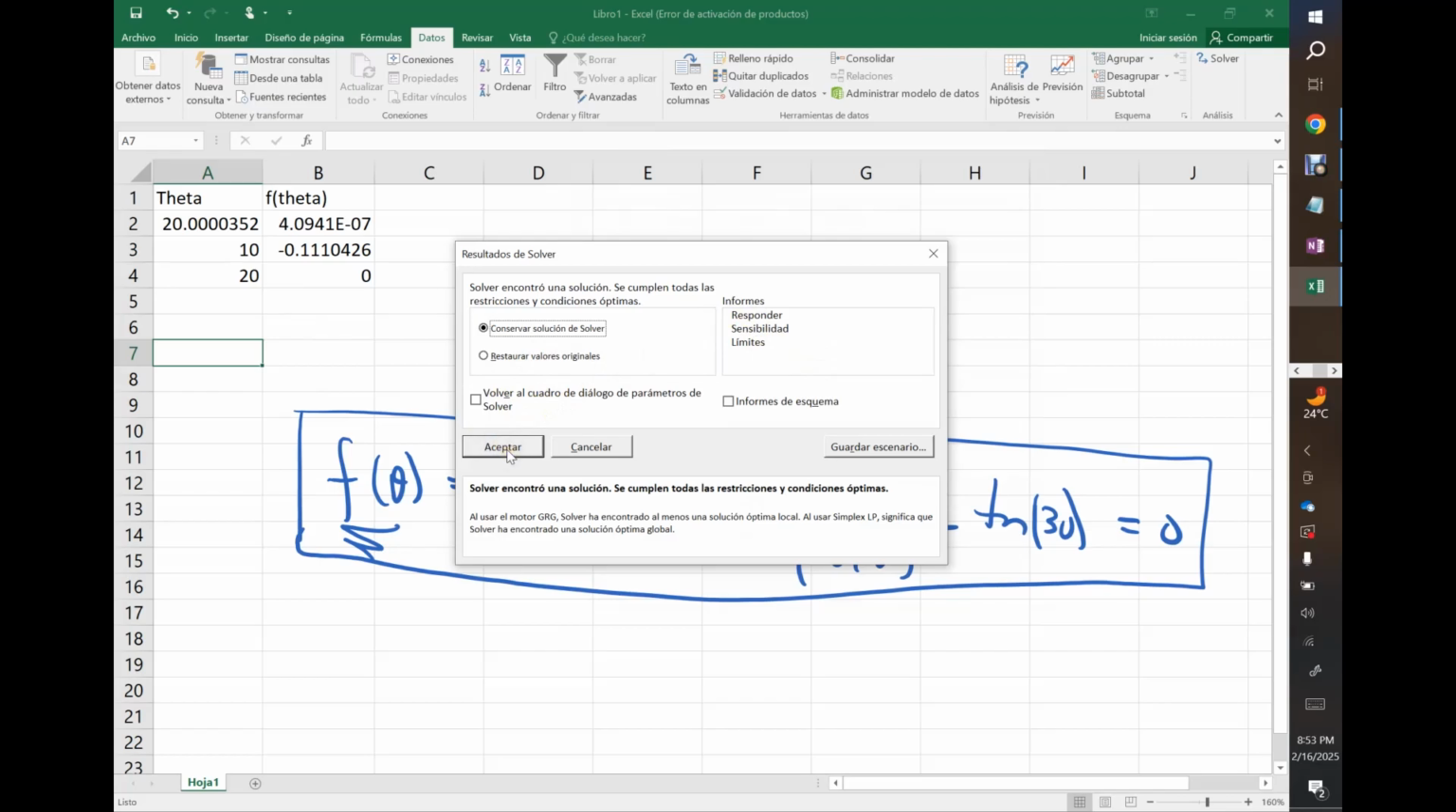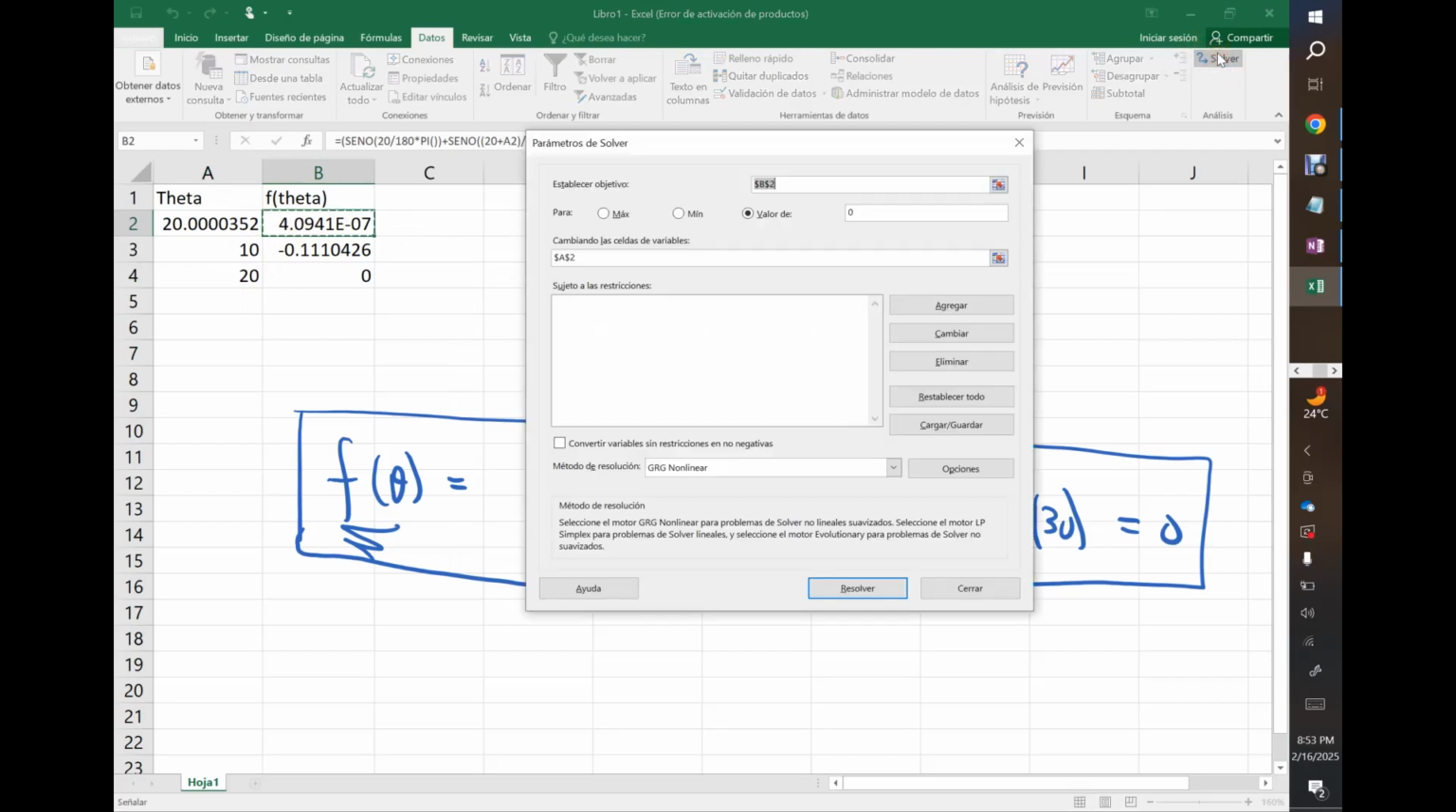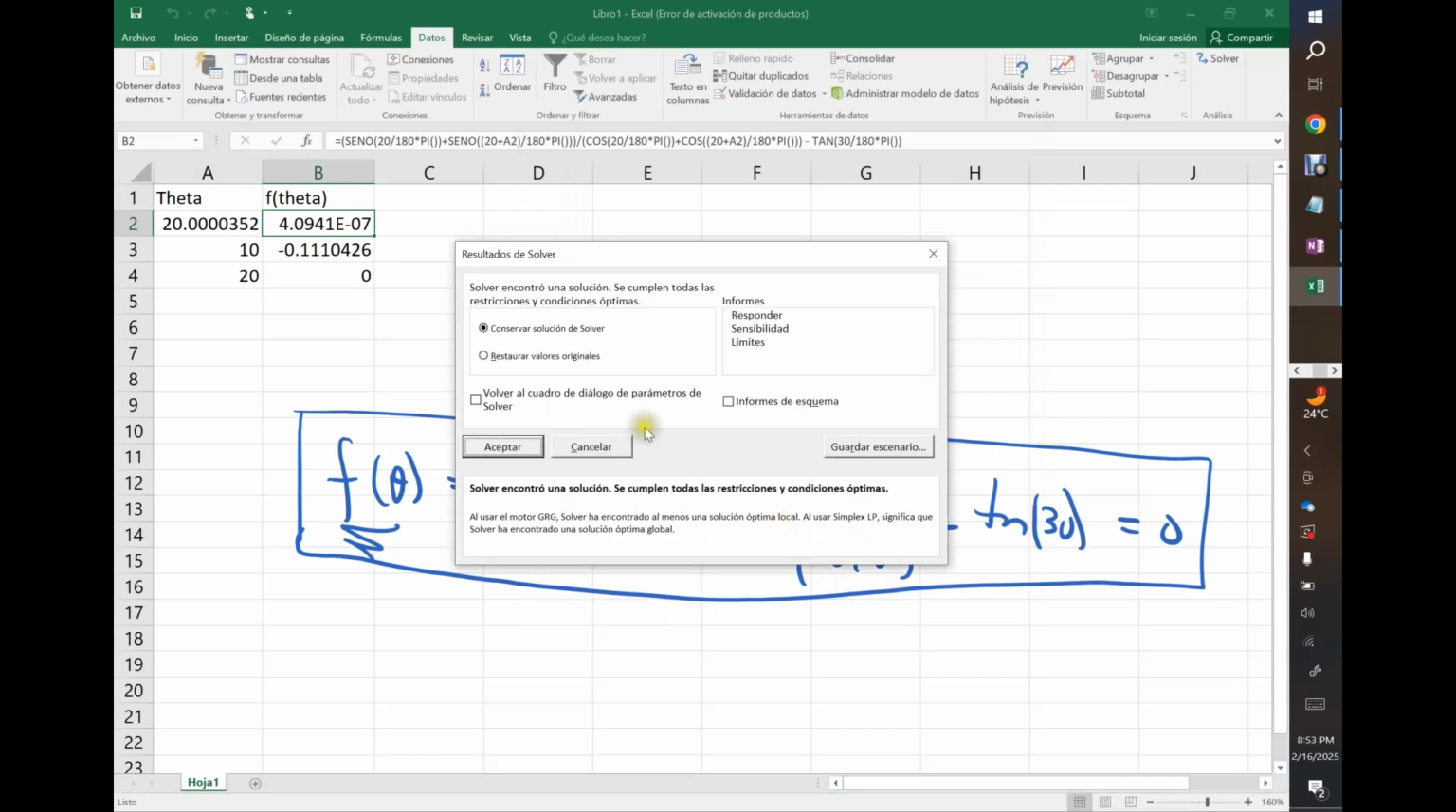And we're going to say accept, meaning it's okay. And you end up with the 20 back again and some error here. So I might be able to run this a second time just to get some improvement. The theta is pretty much 0 here, the function of theta. So let's run a second time. Let's call Solver again, I don't have to change anything, and solve again, and let's see if I get any changes.